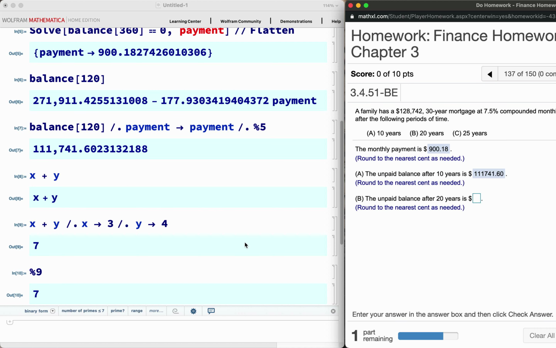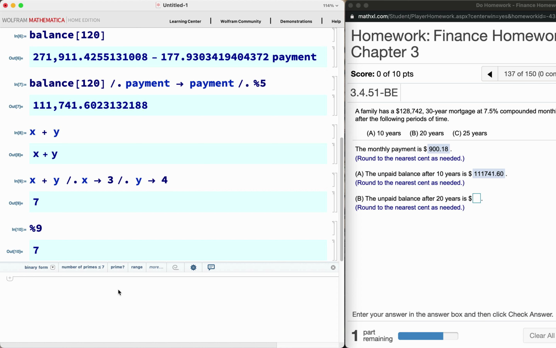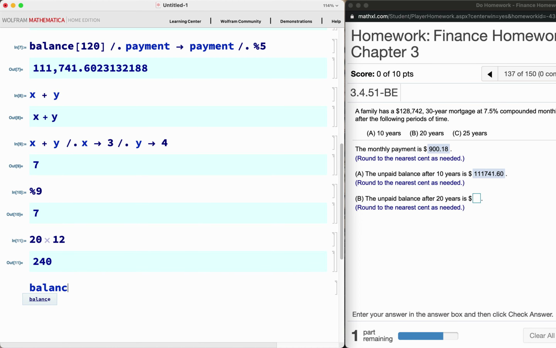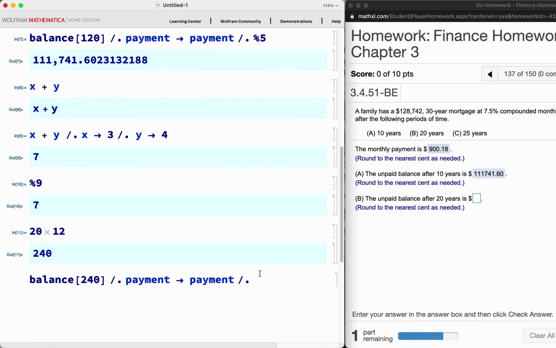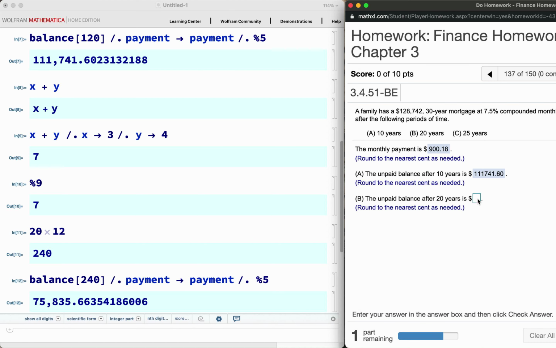The unpaid balance after 20 years, so 20 times 12 is 240. So balance of 240, where the payment is payment as it's defined on, again, I'm just going to say, line 5. This is line 5 right here. Okay. So line 5, shift enter. So that's going to be $75,835.66.